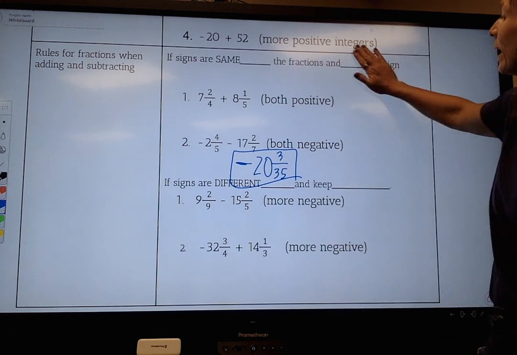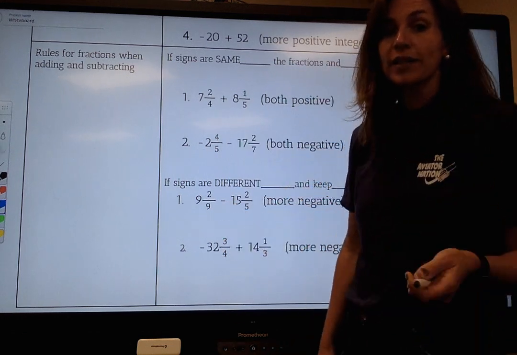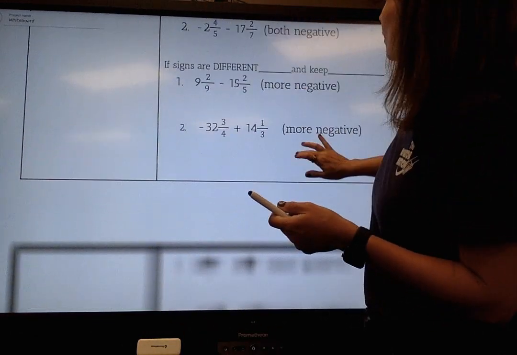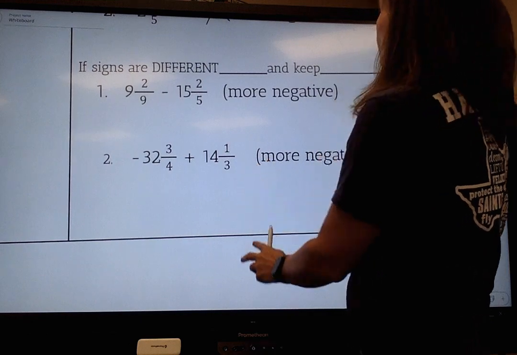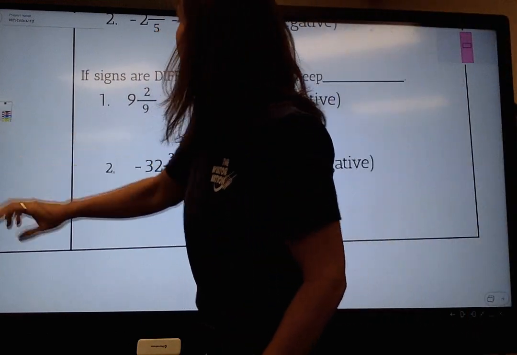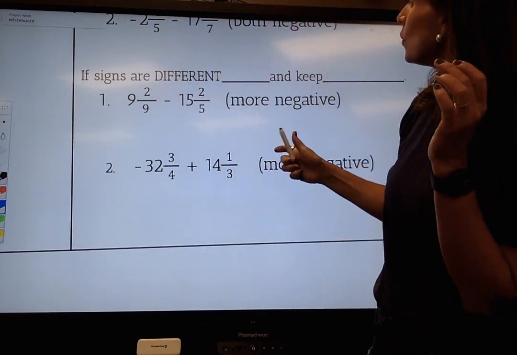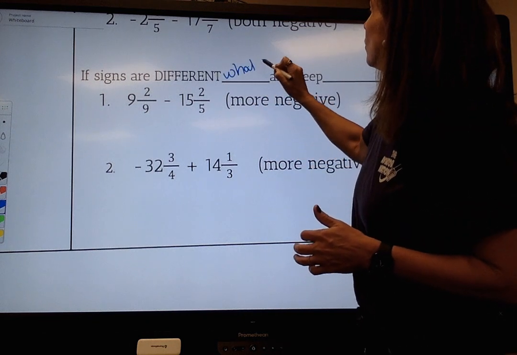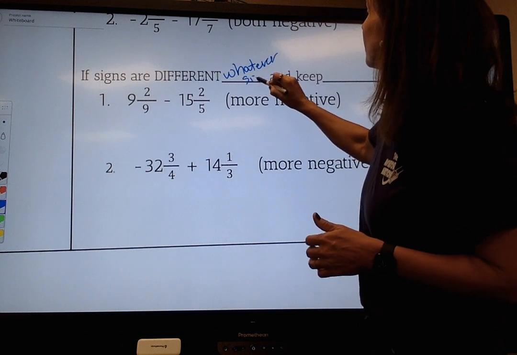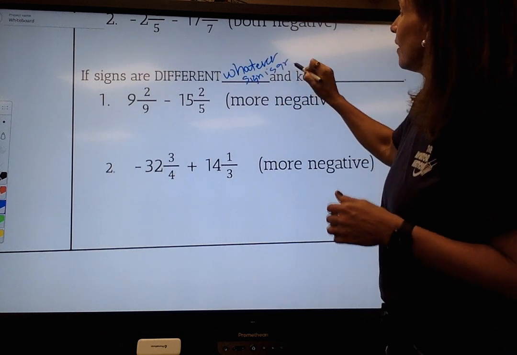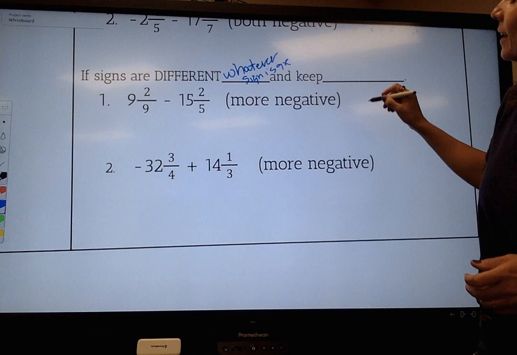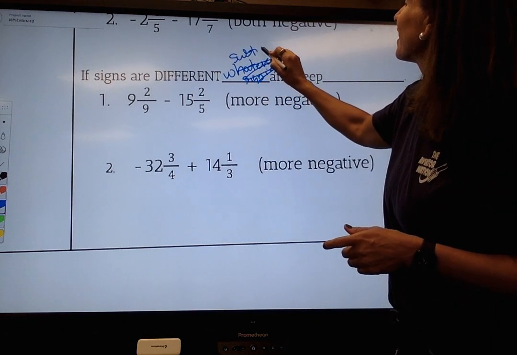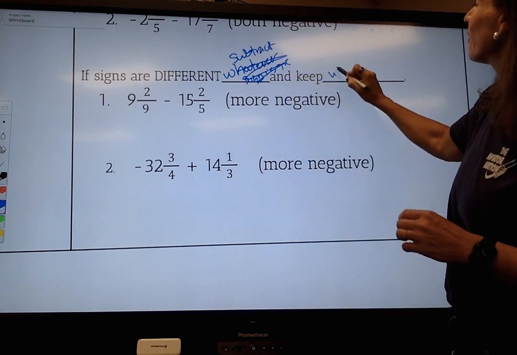Now, what happens when signs are different? It's the same thing when you're looking at those integers that we talked about up above. When the signs are different, you take whatever sign is greater. If signs are different, we subtract, and we keep whatever sign is greater.